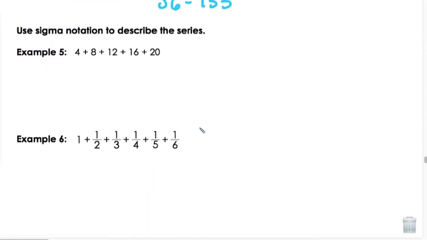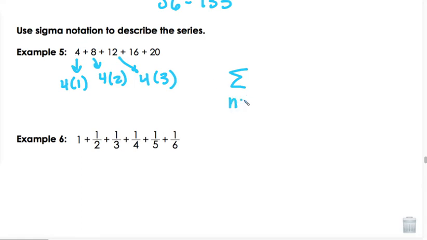Now we're going to use sigma notation to describe the series. So here I'm given this series, and I need to write it in sigma notation. I can see that 4 times 1 would give me 4, 4 times 2 would give me 8, 4 times 3 would give me 12. So we're trying to figure out what the rule would be. That's the important part, because we know that we're starting at 1, so n equals 1. We know we have 1, 2, 3, 4, 5 terms, so it goes to 5. And my rule is going to be 4 times n.